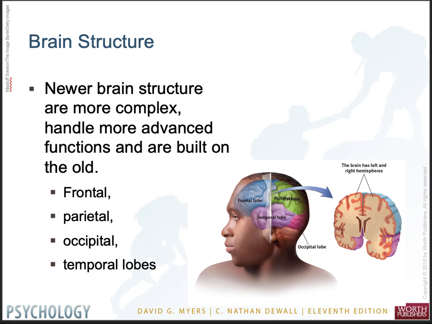And then we have these newer brain structures that are more complex, and they handle advanced functions that are built on the old. So we have the frontal lobe, which sits behind the forehead and is involved in speaking and muscle movement and in making plans and judgments. Then we have the parietal lobe, the portion of the cerebral cortex lying at the top of the head and toward the rear, which receives sensory input for both touch and body position. The occipital lobe is important for vision. The temporal lobe sits above the ear. It includes areas that receive information from the ear.